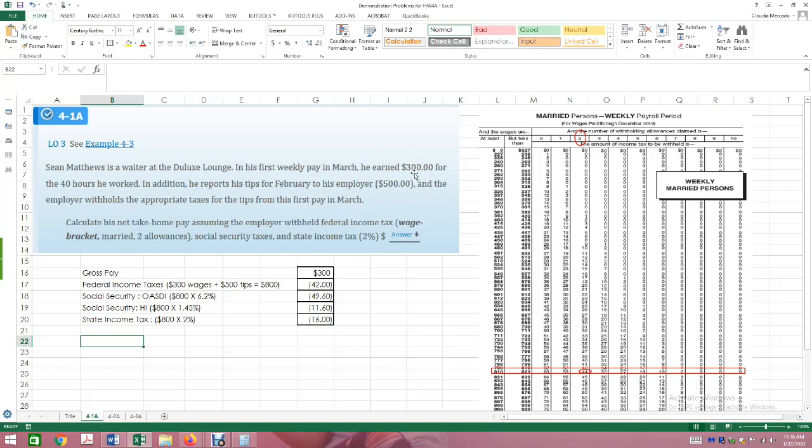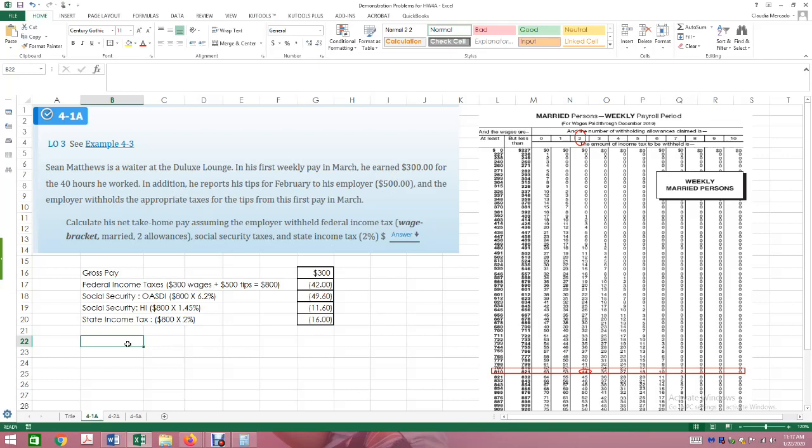But the taxes are going to be for the combination of both, which is the wages of $300 plus the tips of $500. So we're paying taxes on $800. That is where students sometimes get confused. Yes, he did earn only $300, but we're going to pay taxes on the $800 because it says here that we're going to withhold the taxes for the tips on this paycheck.